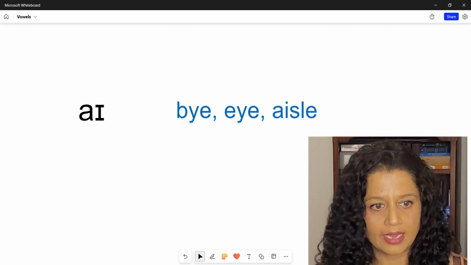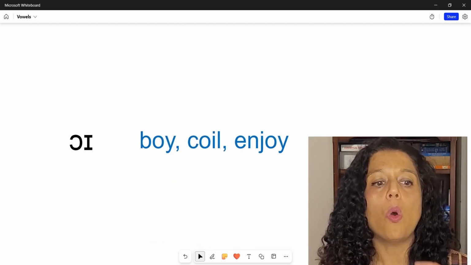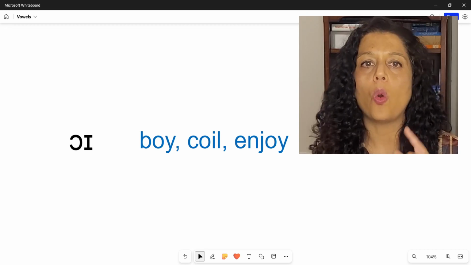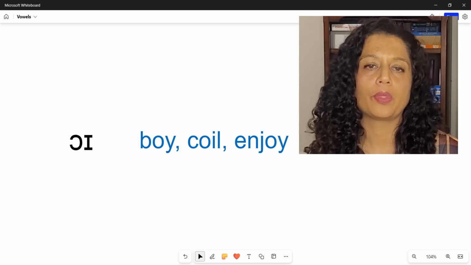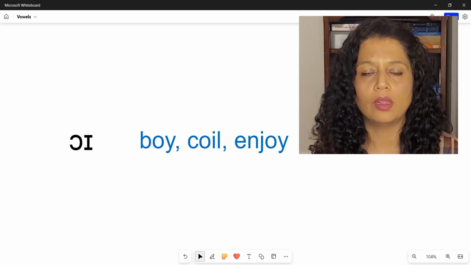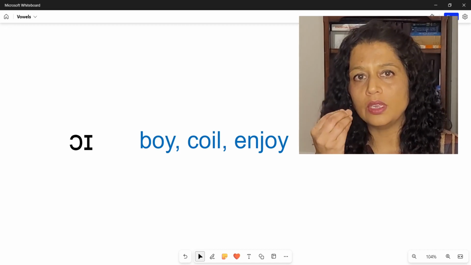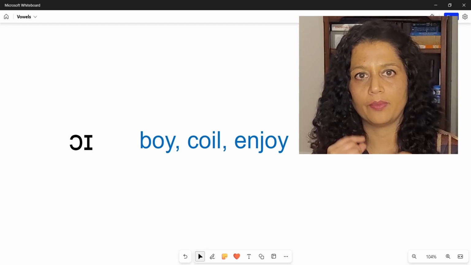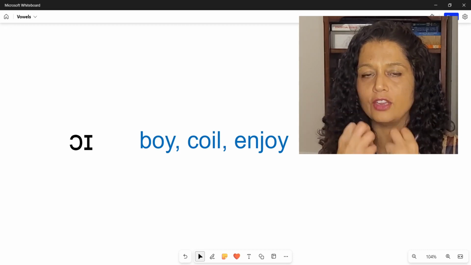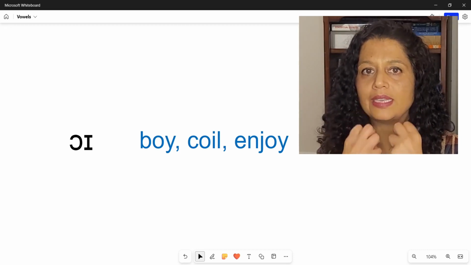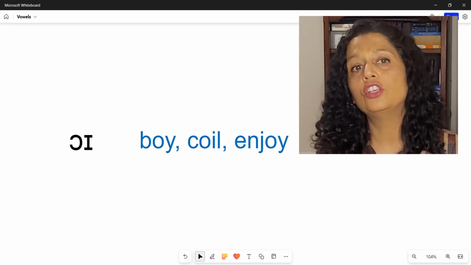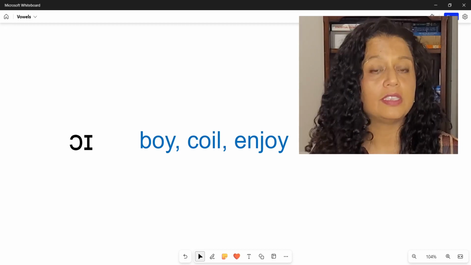Okay, next diphthong, oi, boy, coil, enjoy. All right, so you're going from aw to I, oi. You can feel your tongue moving inside your mouth to get from one sound to the next sound. Okay, so we have our 5 diphthongs.